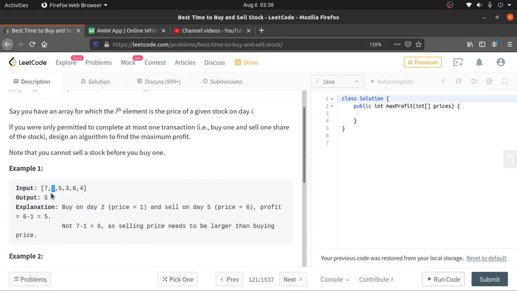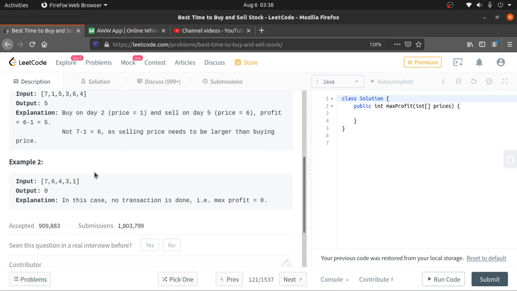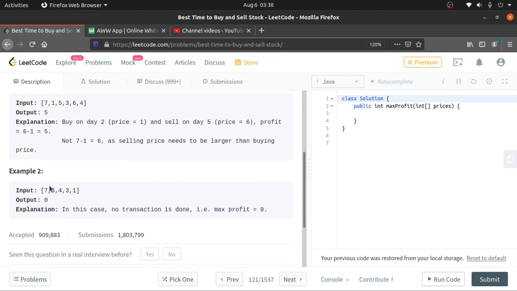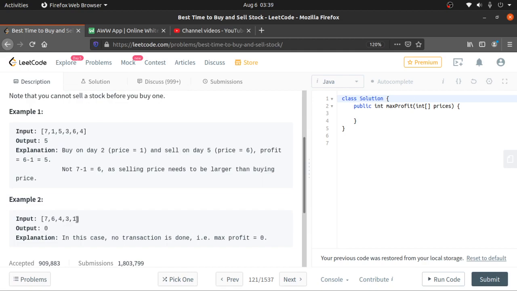And I cannot go back in time. For example, I cannot buy here and sell here. So it has to be one of these numbers. One of these days I need to sell my stock. In the second example, if I buy on one of these days and sell, then I lose money, so the output is 0. I can't sell when the price is lower. So in this case, I return 0.